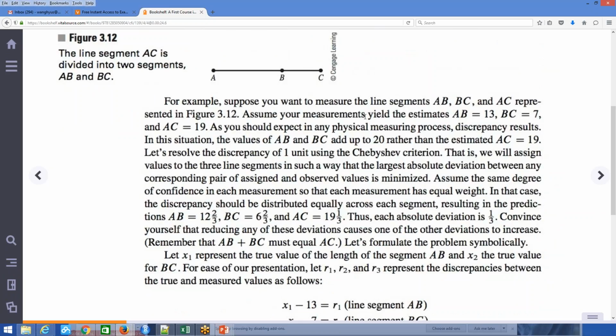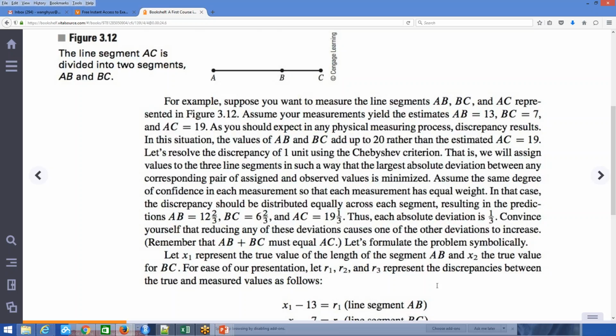And then what you really want to do here is suppose that the measurement yields an estimate AB is 13, BC is 7, and AC is 19. You see that AB plus BC is 20 instead of AC being 19, right? As you should expect in any physical measuring process, this discrepancy results. In this situation, the values of AB and BC add up to 20 rather than the estimate of AC equal to 19. And then the question is how to resolve the discrepancy of one unit using the Chebyshev criteria.